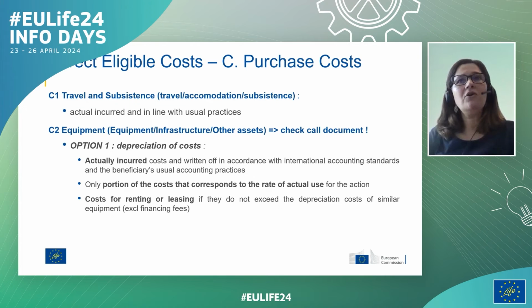So we come to the third cost category, purchase costs. Travel and subsistence, you need to calculate in line with your usual practices. In terms of equipment, you need to check the call document because there are two possibilities. One is that you can only claim depreciation, and the other, which will be on the next slide, is that you can claim full cost and then you need to provide a list. If you are under option one, only depreciation of costs, you can declare costs which are actually incurred and written off in your accountancy. Only the portion of the costs that corresponds to the rate of actual use. So please pay attention to the duration of your action. If you decide to rent or lease, this is possible, but then these costs cannot exceed the usual amount that you would pay for the depreciation of similar equipment. Next slide, please.